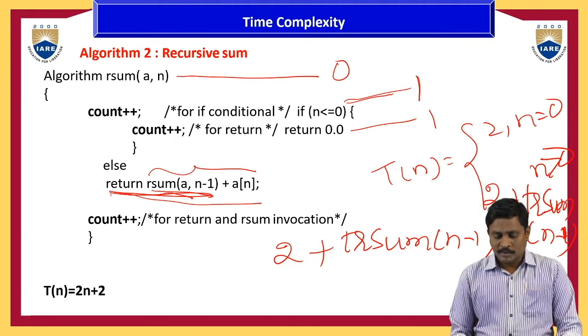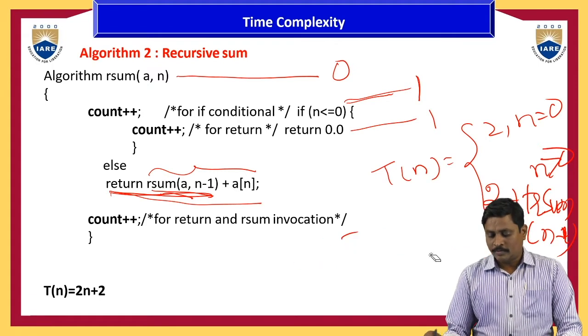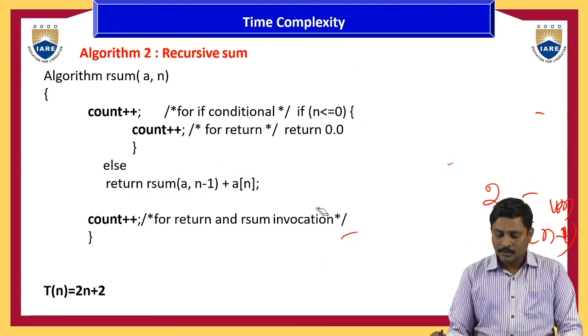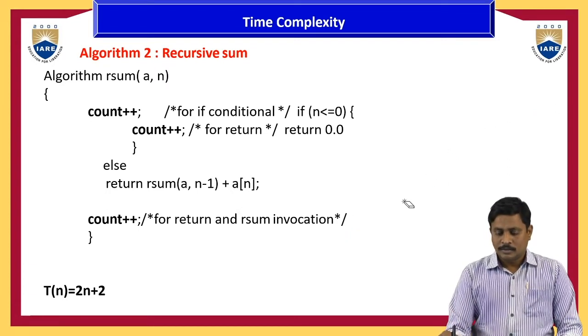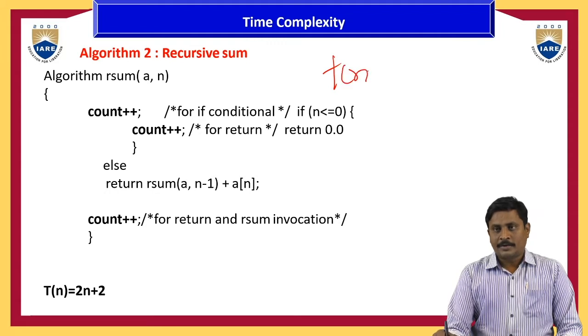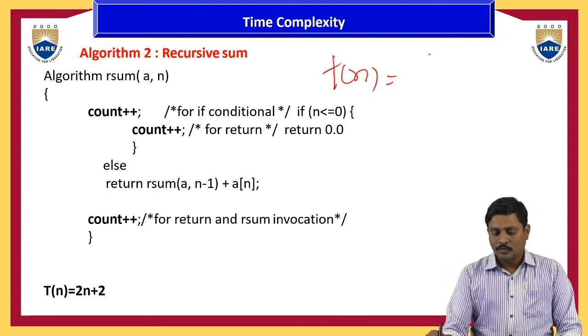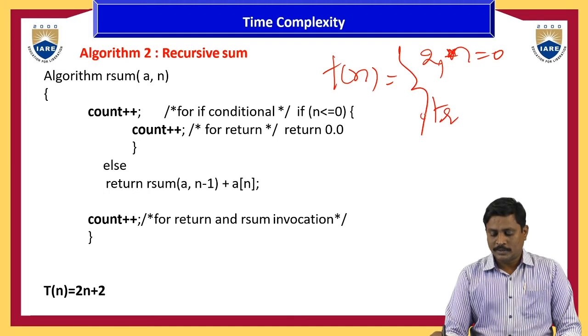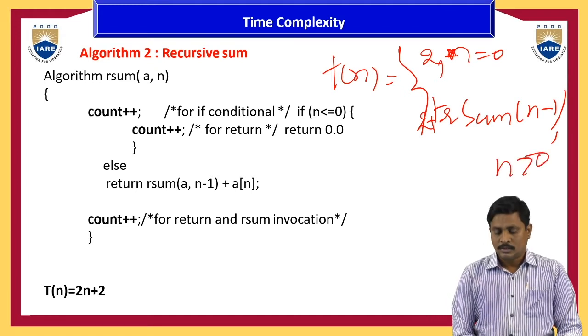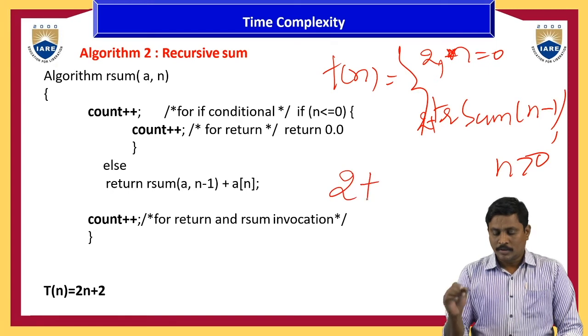Now here we calculate the recursive sum value. Here you see how to calculate the time complexity of this recursive function. So T of n equal to 2 if n equal to 0, and TR sum of 2 plus TR sum of n minus 1 if n greater than 0. Now recursively solve this time complexity.